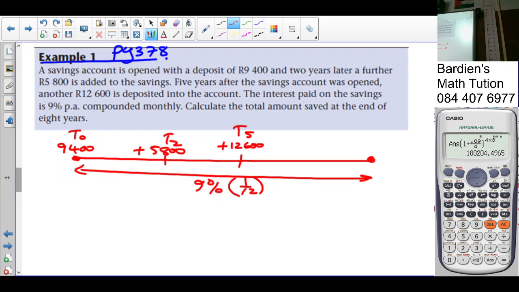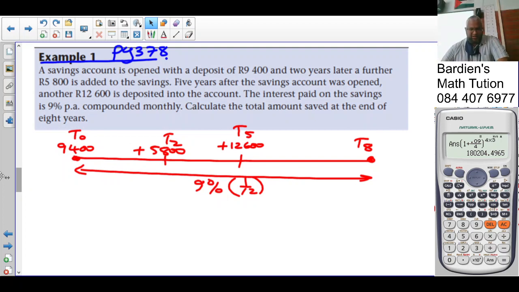Calculate the total amount saved at the end of 8 years. So that's going to be what year? T8. Are you all okay with that? So what I'm going to do is give you a 3-minute head start to set up your calculations and so on. Okay, and then I will answer it afterwards.